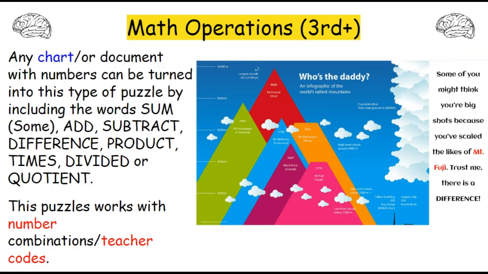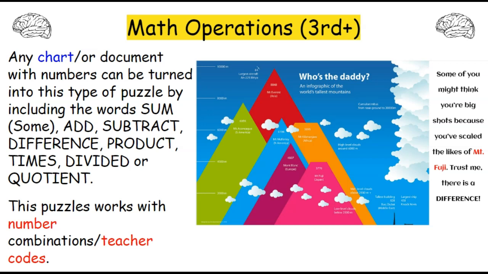This is a math operations type puzzle, which is appropriate for 3rd grade and above. It's a mental puzzle, which means it'll work for a digital or a physical breakout. Any chart or document with numbers can be turned into this type of puzzle by including the words sum, add, subtract, difference, product, times, divided, or quotient. This puzzle works with number combinations or teacher codes.